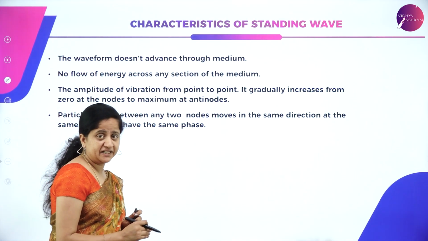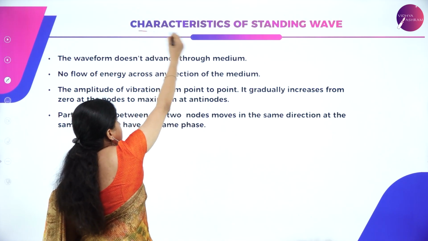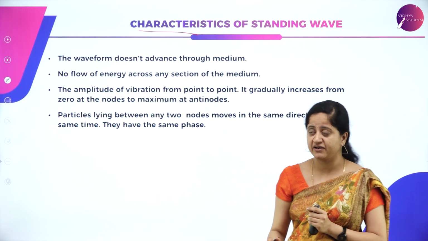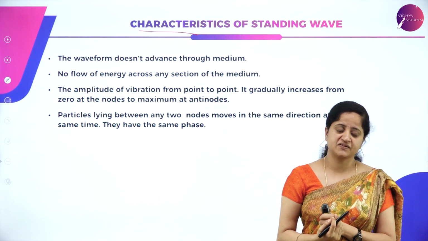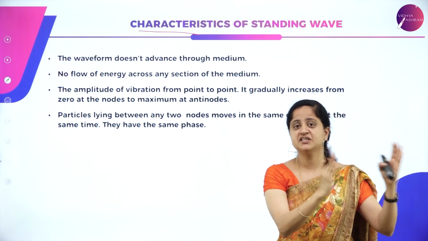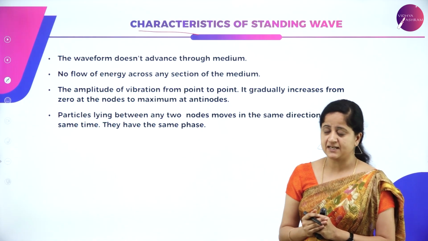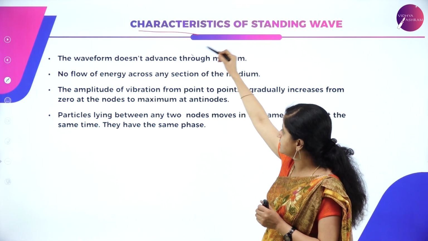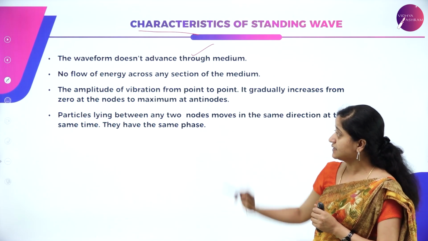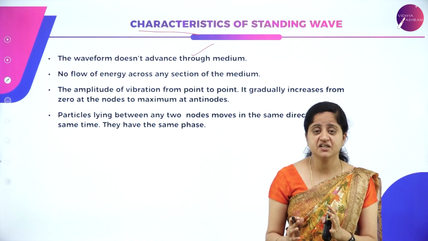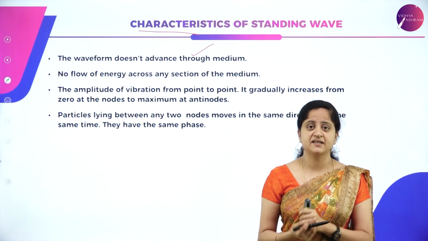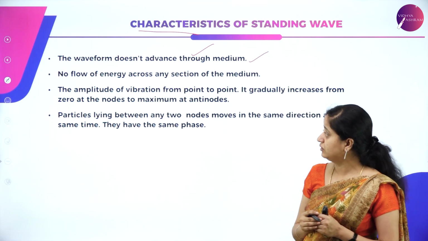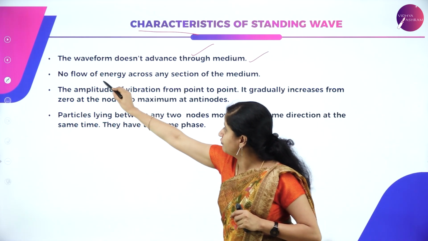So now this is about the standing wave. Let us now study the characteristics of standing wave. In the previous session, we learnt about the characteristics of progressive wave. Now let us study the characteristics of standing wave, which is again important to differentiate between the progressive wave and the standing wave, also called the stationary wave. Both are the same. The first characteristic is that the waveform doesn't advance through the medium. It seems stationary when two waves travel in opposite directions with the same wavelength and frequency, and hence the waveform doesn't advance through the medium, and hence there will be no flow of energy.